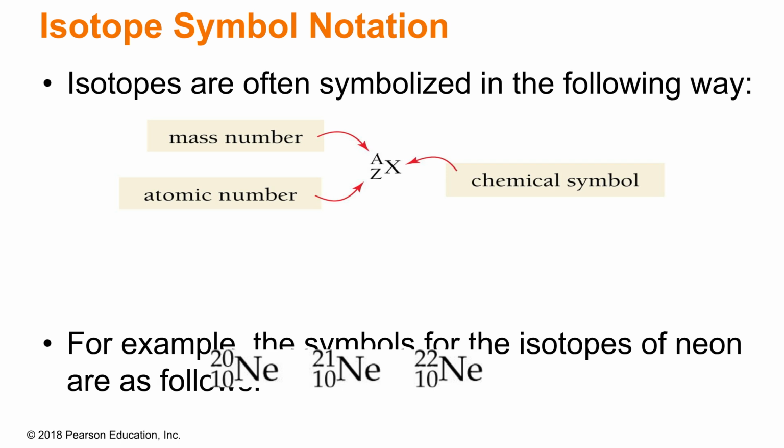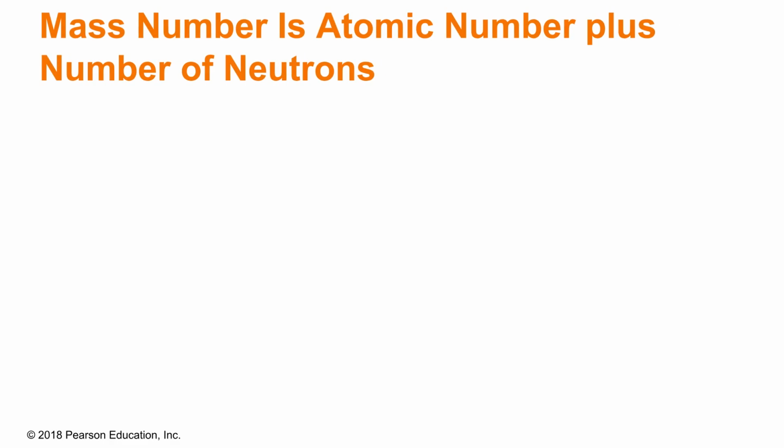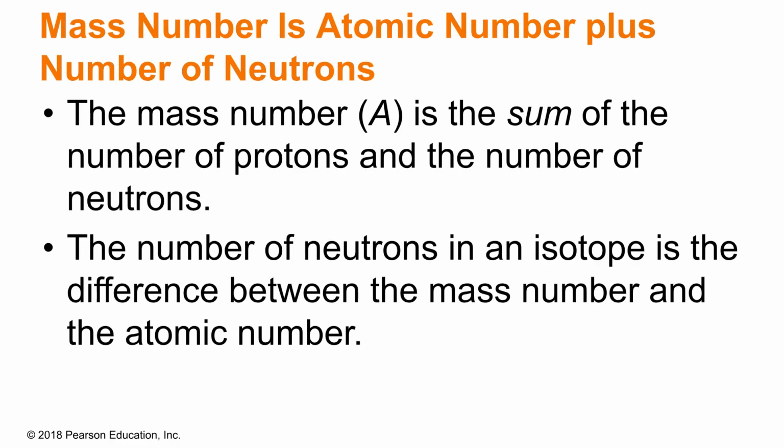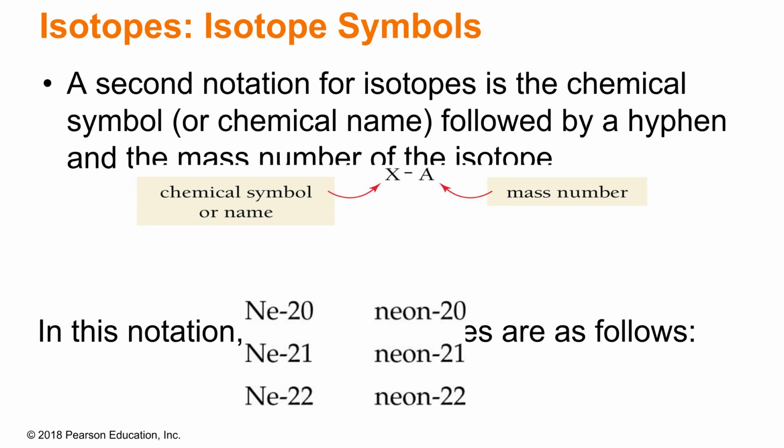Isotopes are represented using a specific notation that includes the mass number as a superscript and the atomic number as a subscript alongside the chemical symbol. The mass number is defined as the sum of protons and neutrons in the nucleus. By subtracting the atomic number from the mass number, you can easily determine the number of neutrons in an isotope. Finally, another way to denote isotopes is by writing the element name or symbol, followed by a hyphen and the mass number, as seen here with these neon examples.